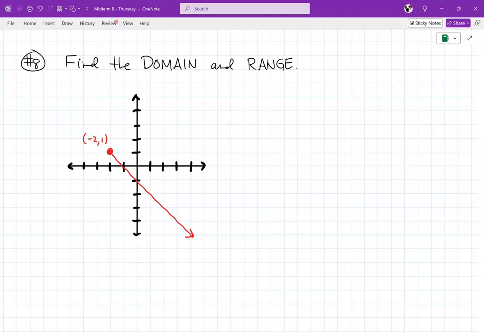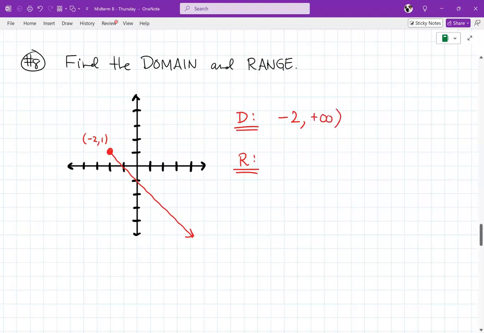So I want to find domain and range. Okay? Remember, domain is how far to the left, how far to the right. And then range is how far down to how far up. So how far to the left does it go? So, negative 2. How far to the right? Positive infinity. It keeps going down and to the right forever, right? That's the arrowhead. So positive infinity.